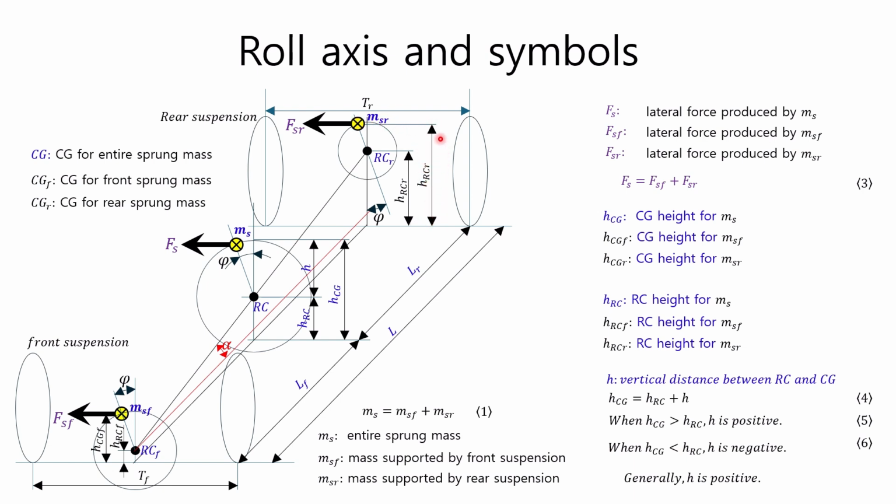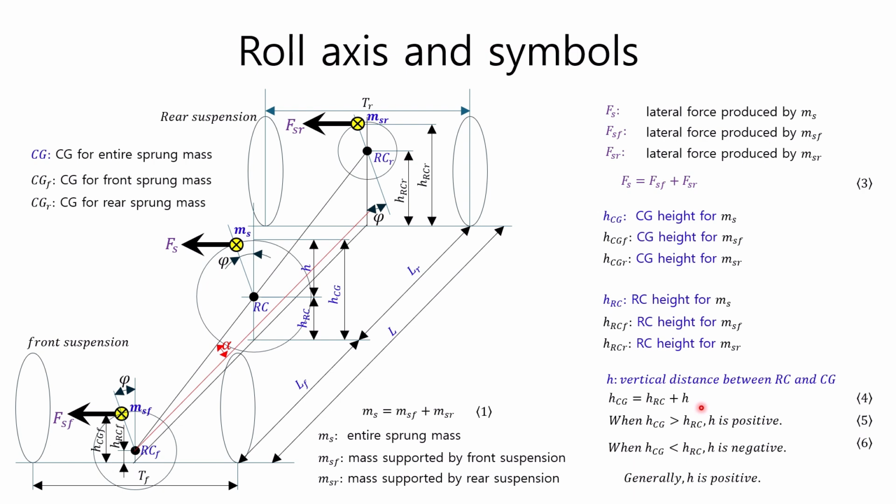HRC represents the height of the roll center for the total sprung mass. HRCF represents the height of the roll center for the front sprung mass, and HRCR represents the height of the roll center for the rear sprung mass. In addition, h is the vertical height between the roll center and the center of gravity, which can be expressed as equation 4, using the roll center height and the sprung center of gravity height.